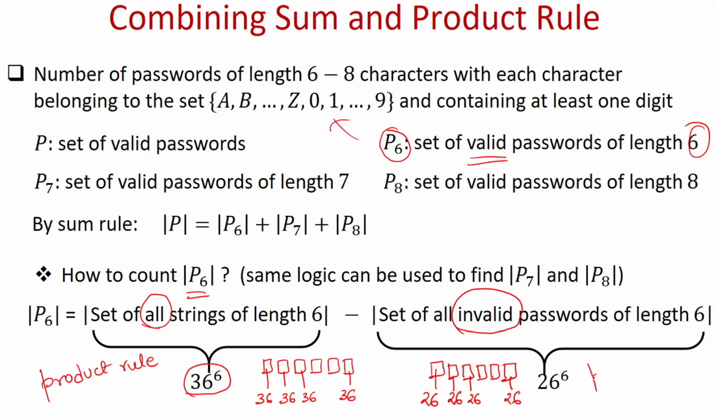So again here I am applying the product rule, and now if I subtract 26 raised to power 6 from 36 raised to power 6, that will give me the cardinality of P6. The same logic you can apply to find out P7, and similar logic you can apply to find out P8, and if you sum those three quantities, that will give you the required answer.